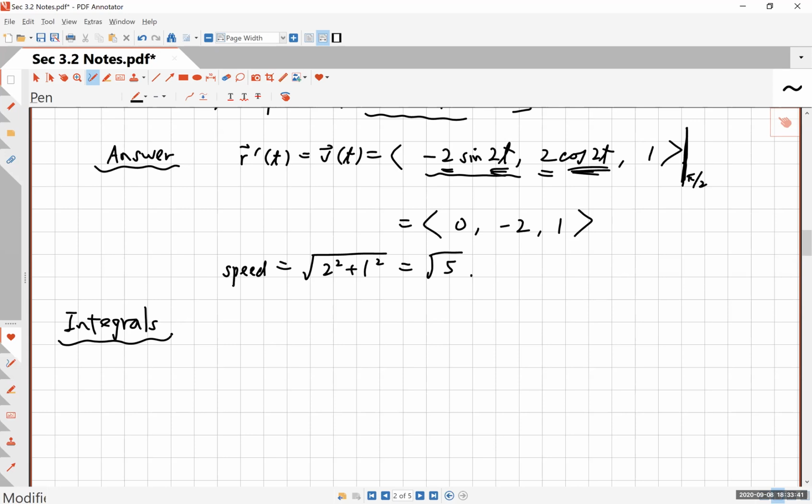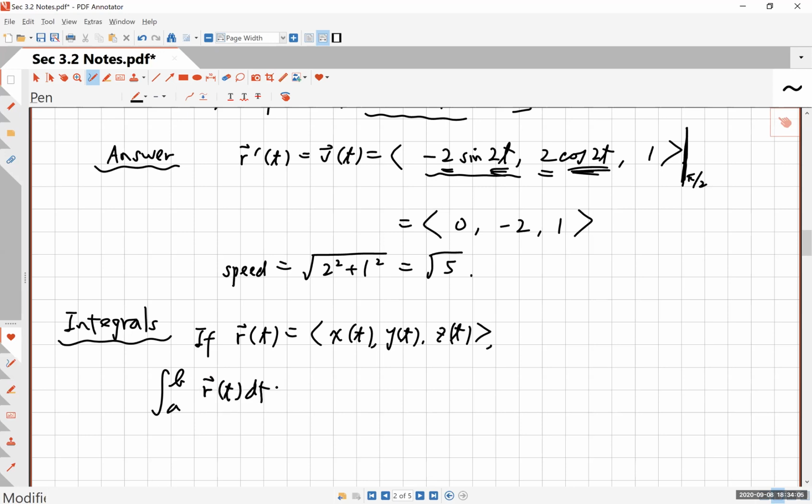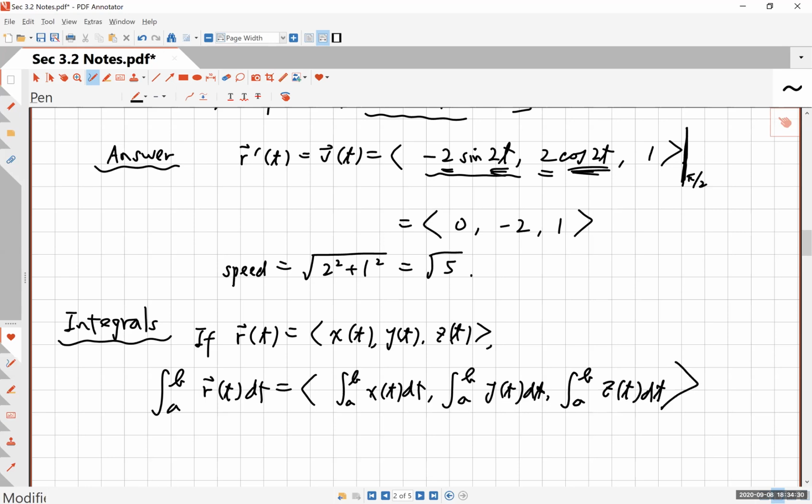We will not do a lot of integration in this chapter, but this is, again, what you think it is. If r is your vector valued function, x of t, y of t, z of t, then you can define this definite integral, which is integrating r of t. It just means that you're finding the integral of each part. So this is the vector valued function where the first component is the integral of x. The second one is the integral of y. And the last one is the integral of z, all with respect to t.